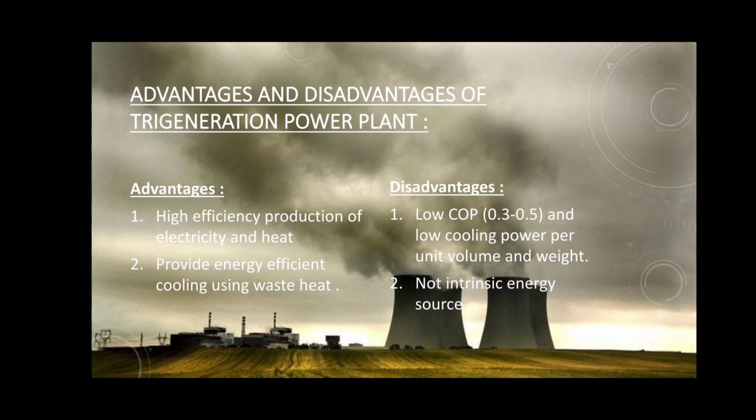Next is advantages and disadvantages of trigeneration power plant. First advantage. High efficiency production of electricity and heat. Provide energy efficient cooling using waste heat. Disadvantages. Low COP 0.3 to 2.5 and low cooling power per unit volume and weight. Non-intrinsic energy source.